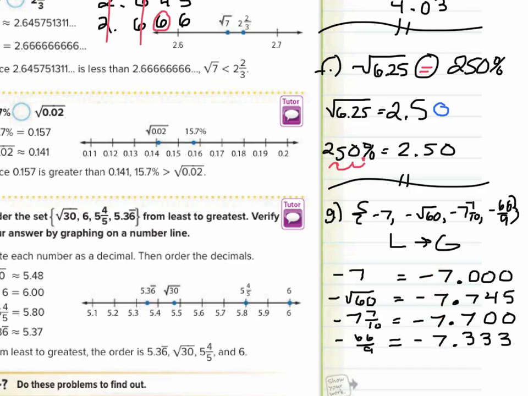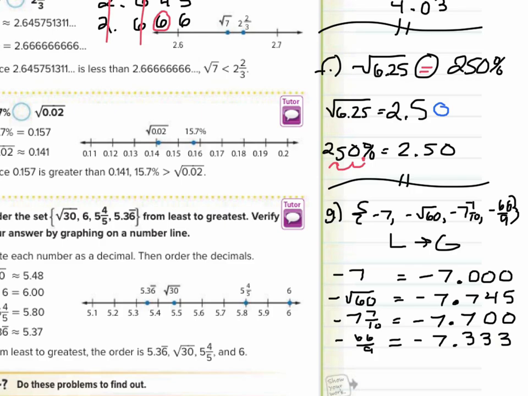So as we look at the decimal portion, remember, on the negative number side, the further away from 0 you are, the smaller your number is. For example, -10 is smaller than -1. And so as we look to compare these, we have nothing here. We have zeros. We have 745. We have 700. And we have 333. The further you are from 0, the smaller your number is.